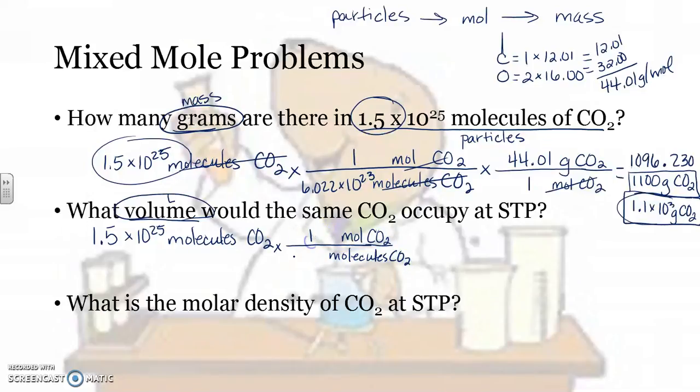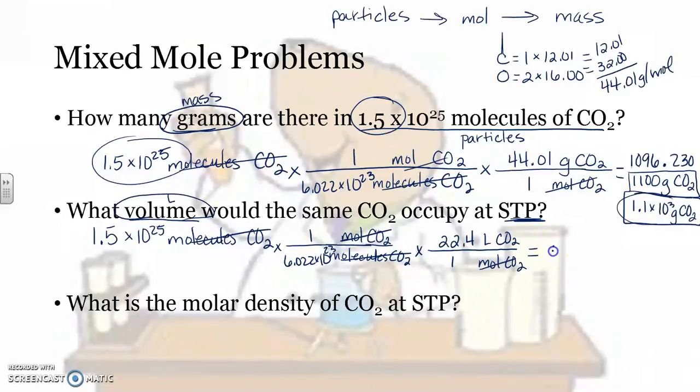Well, 1 mole of anything is equal to 6.022 times 10 to the 23rd. Molecules cancel. We're left with moles, but we don't want moles. We want liters. So we're going to put moles on the bottom of the next fraction and liters on the top. And we know that 1 mole of any gas at STP is equal to 22.4 liters of that same gas. Moles cancel. We're left with liters, and that's what we want. So now we take the calculator and do the math again: 1.5 times 10 to the 25th times 1 divided by 6.022 times 10 to the 23rd, and then multiply that by 22.4 liters divided by 1.